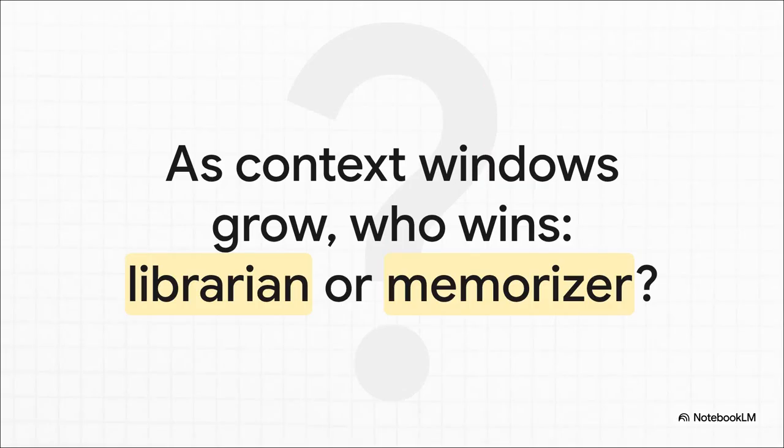And that leaves us with one final, pretty provocative thought. As AI models keep getting bigger and bigger context windows, basically bigger memories, will our on-demand librarian, RAG, eventually become obsolete? Or will there always be a need to intelligently search for knowledge, instead of just trying to remember everything? The battle between the librarian and the memorizer, it's really just getting started.